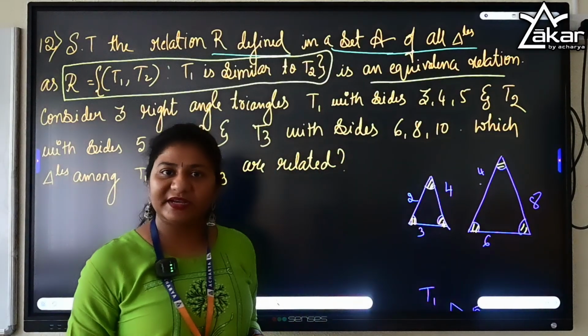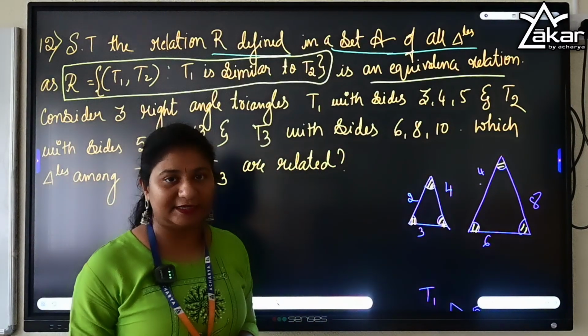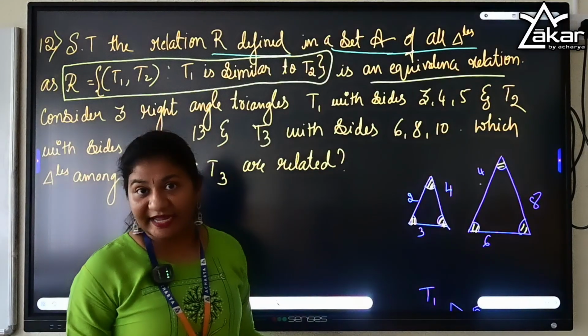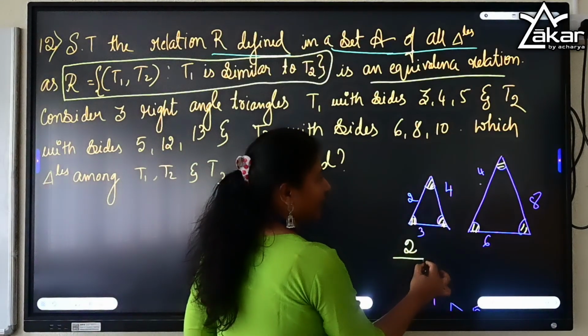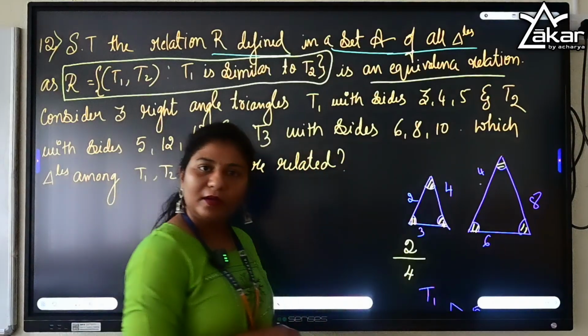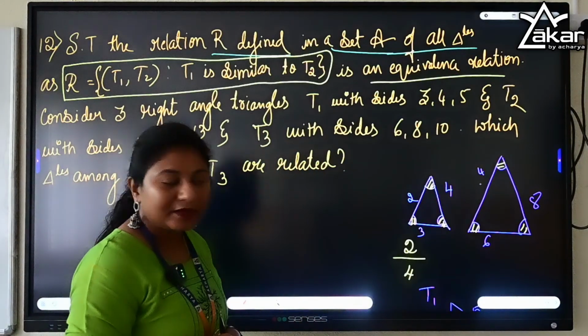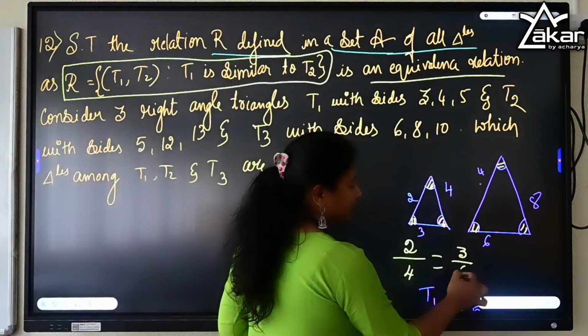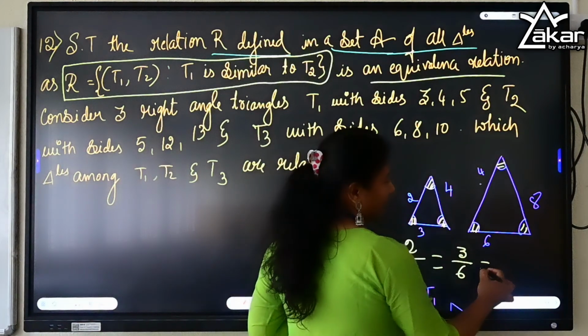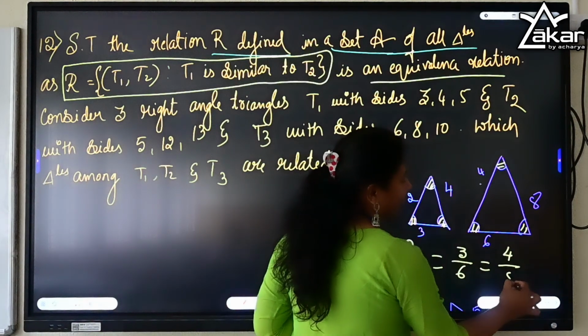So that is what we defined as a congruent triangle. Suppose I take the smallest side of the triangle as 2 by 4. That is in a ratio format, which is equal to 3 by 6.